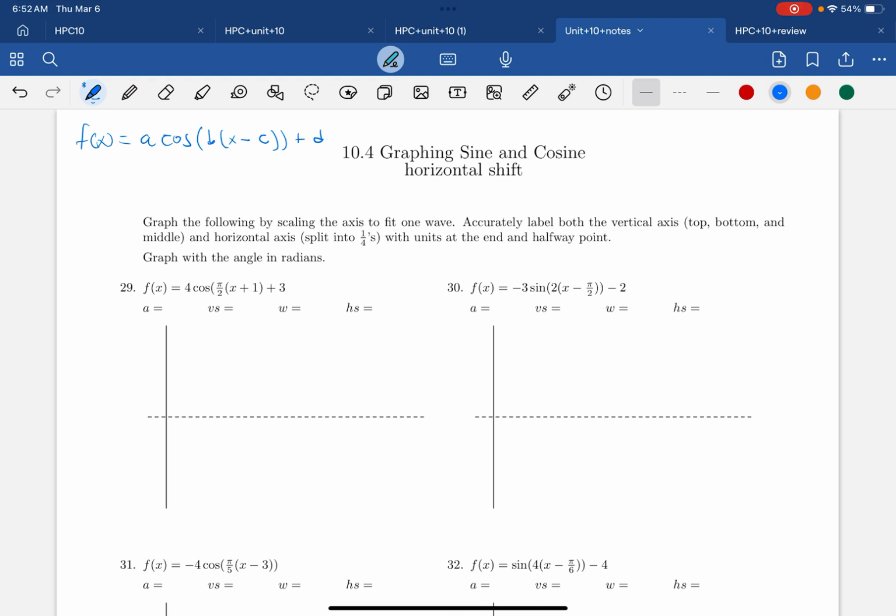Basically, we have a, that's our amplitude. We have our wavelength equals 2 pi divided by b, right? We have our vertical shift equaling d, and we're going to have our horizontal shift equaling c. Okay, so that's kind of where everything is happening here. Notice how it's minus. That minus means that it's the opposite.